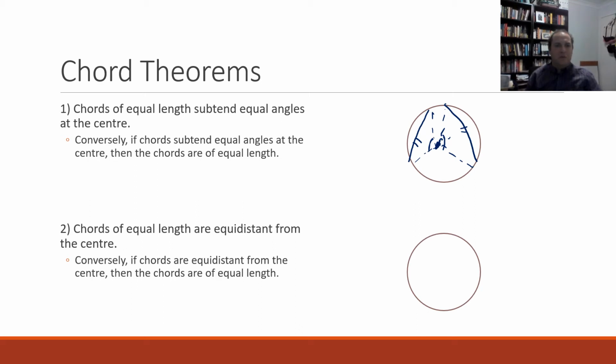The second chord theorem: chords of equal length are the same distance from the center. So if we've got this chord here, and this chord here, and they're both the same length, from the center of our circle, if we draw a line that's perpendicular to our chord, that distance is going to be equal to that distance. So those chords that are the same length are the same distance from the center.